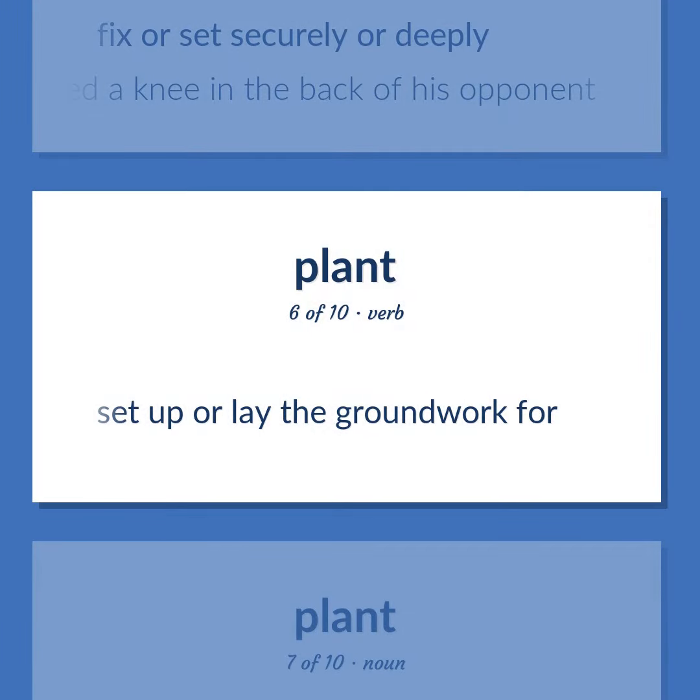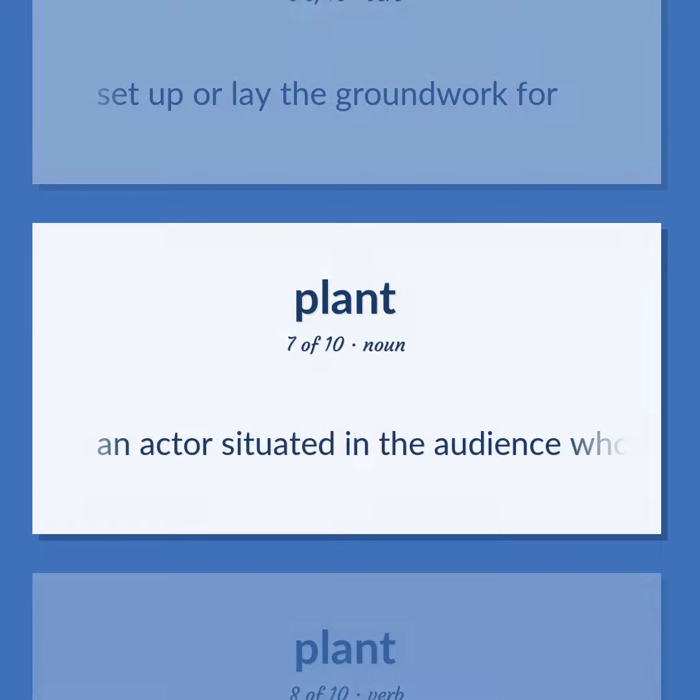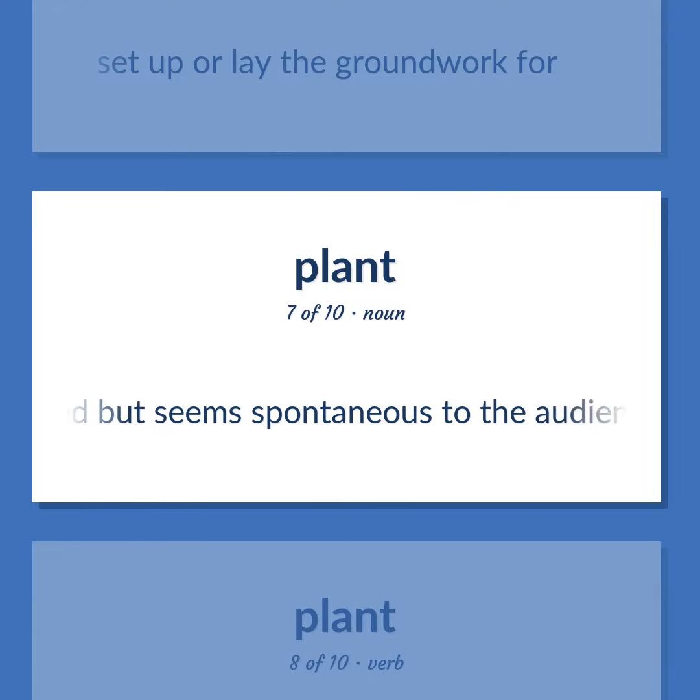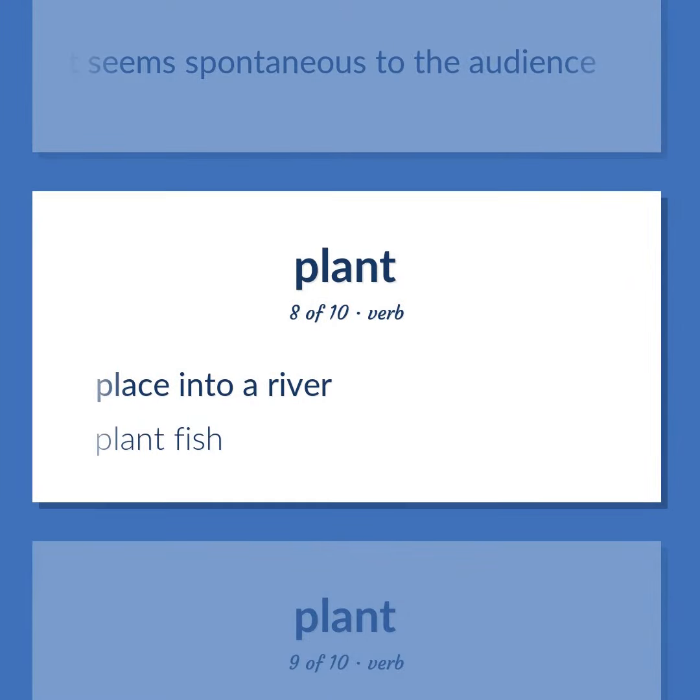Set up or lay the groundwork for. An actor situated in the audience whose acting is rehearsed but seems spontaneous to the audience. Place into a river. Plant fish.